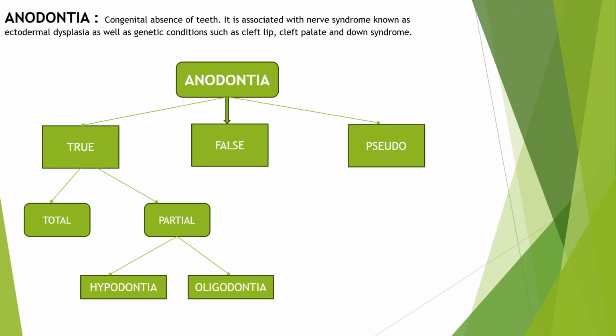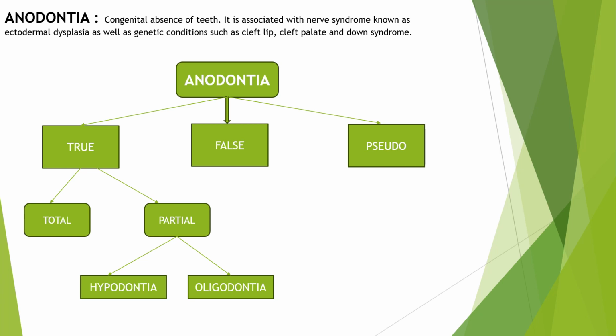Let's begin with anodontia. We can split the term anodontia into two parts, ana and dontia. Ana means absence. Dontia means teeth. So, as the name suggests, anodontia means absence of teeth. That means it is a congenital absence of teeth. It is associated with syndromes known as ectodermal dysplasia as well as genetic conditions such as cleft lip, cleft palate, and Down syndrome.